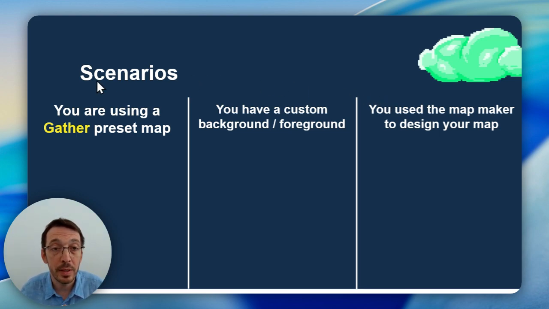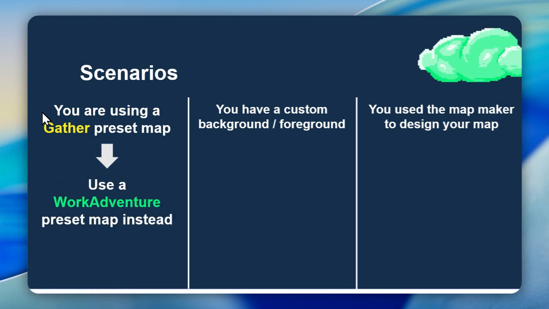The first scenario is you might be using a Gather preset map. Gather comes with some preset maps. If you are using so, bad news, you cannot use your Gather map inside WorkAdventure because it's a property of Gather, and their terms and conditions do not allow you to reuse this map.